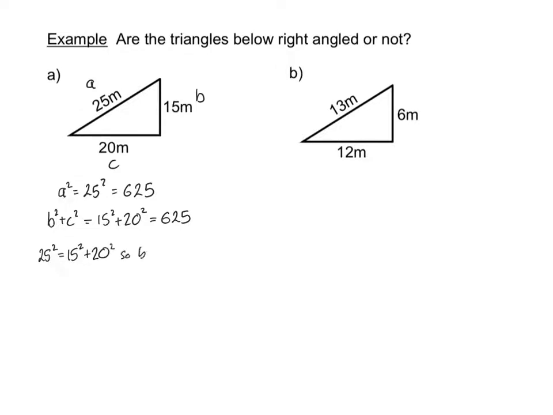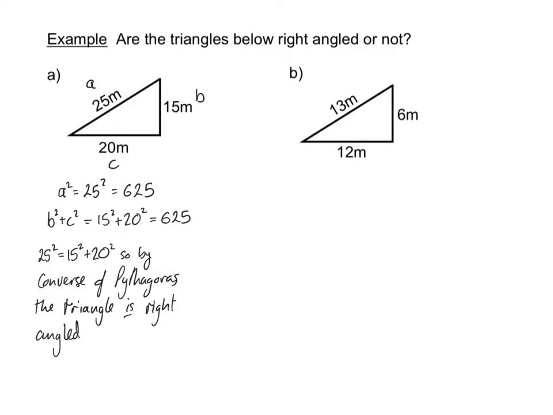So by converse of Pythagoras, the triangle is right angled. Okay, so we want to learn this statement off by heart. And the statement and the working should probably look exactly like this.